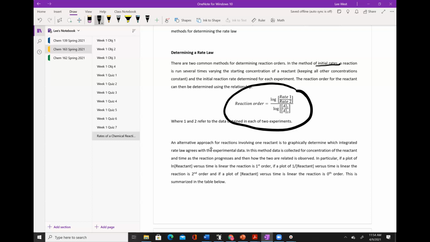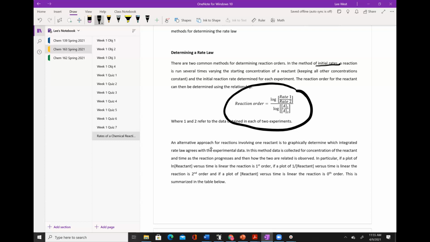So say you've got 2 experiments, 1 and 2, where you're varying the concentration of reactant A, but keeping everything else constant. What you'll do is, you do 1 experiment with a certain concentration of A, we're going to call that 1, measure its rate. That'll be your rate 1 and concentration 1 for A. And then you'll do another experiment where you change the concentration of A, but keep everything else constant. That'll be your experiment 2, and you'll measure the rate of that guy. So that's the method of initial rates, and it's pretty simple.